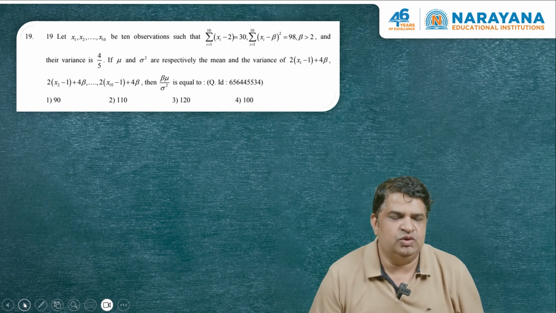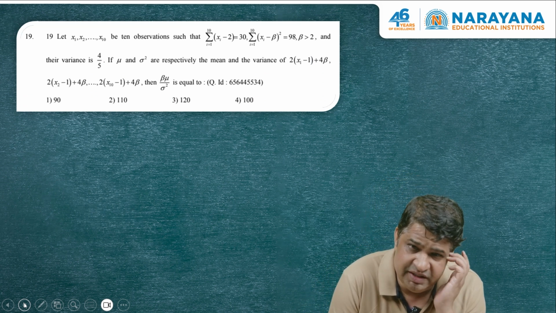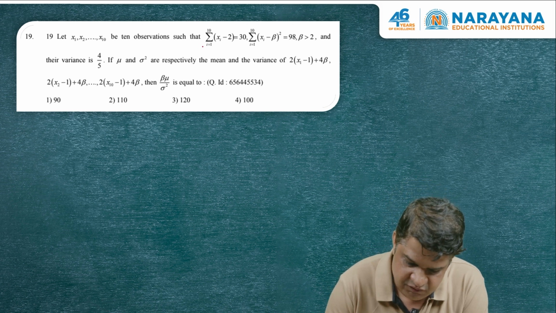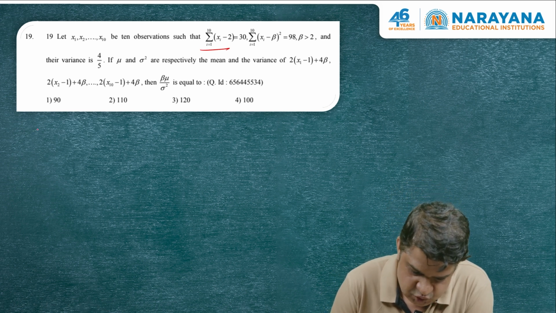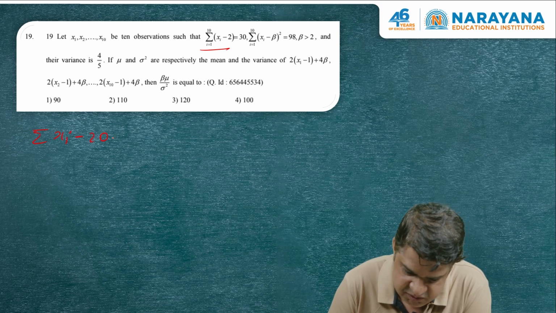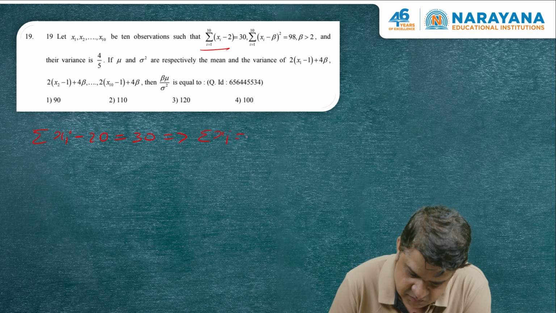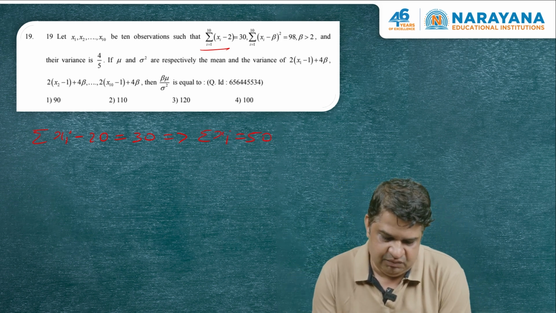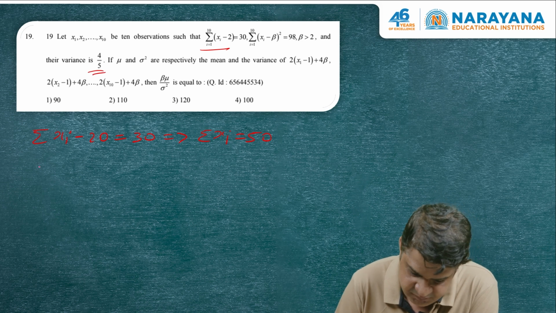Okay. So, there are 10 observations such that one condition is this one. If we open this condition, we will get summation (xi minus 2) added 10 times, that is 20, equal to 30, which means summation xi is equal to 50. Second, it is given that variance is 4 by 5.